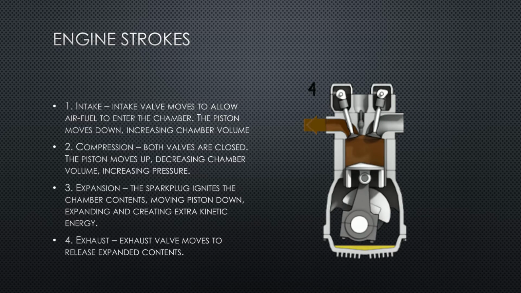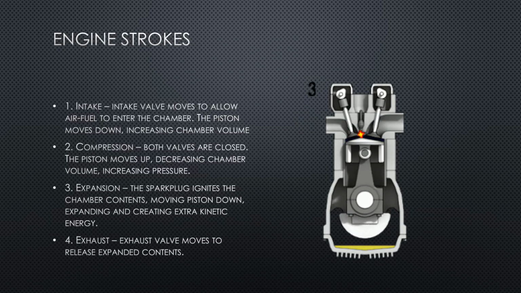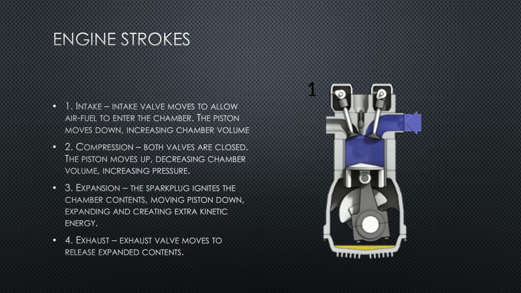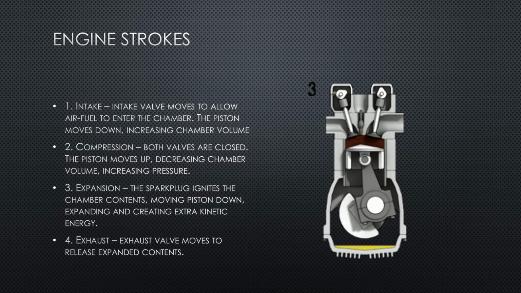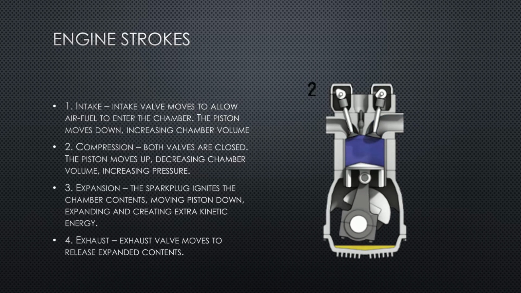Okay? Now a lot of this will make more sense as we go throughout the process, so just hear me out on it, okay? Then stroke 2 is called compression. So both valves are closed in this step. The piston moves up, which decreases the chamber volume and increases the pressure of the chamber contents.